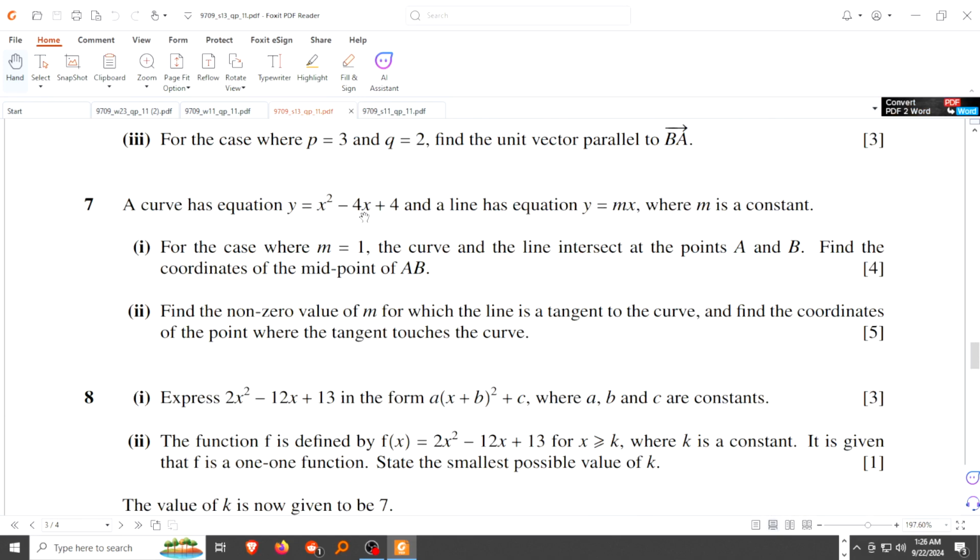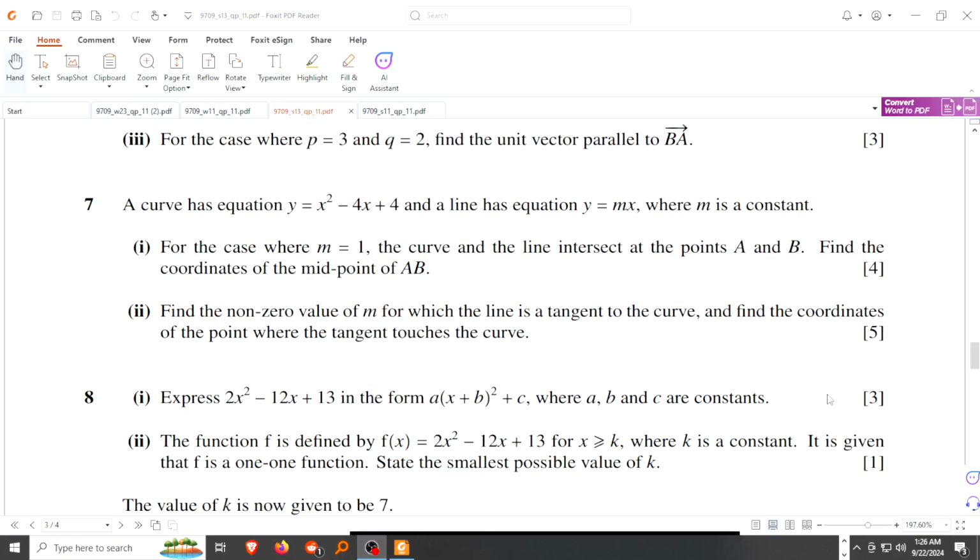A curve has equation y is equal to x squared minus 4x plus 4, and the line has equation y is equal to mx, where m is a constant. Roman 1: for the case where m is equal to 1, the curve and the line intersect at the points A and B. Find the coordinates of the midpoint of AB. 4 marks. Roman 2: find the non-zero value of m for which the line is a tangent to the curve, and find the coordinates of the point where the tangent touches the curve. 5 marks. All right, that's our question.